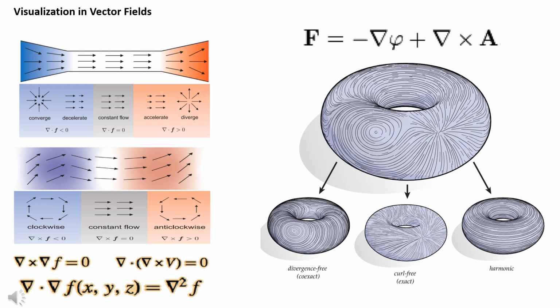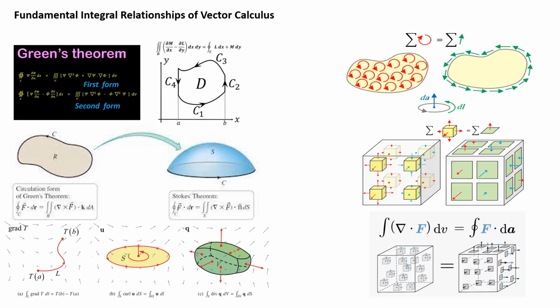This harmonic component represents a field that neither originates from a source nor has rotational tendencies, often linked to boundary conditions or external constraints. Understanding these operations and their decomposition is crucial in electromagnetics, as it allows us to break down complex vector fields into simpler, more manageable components. By analyzing these components individually, particularly in the context of electromagnetic fields, we can better understand and solve complex problems involving the interactions of electric and magnetic fields in space.